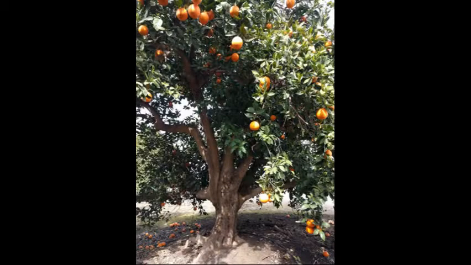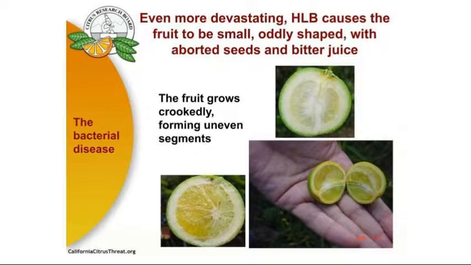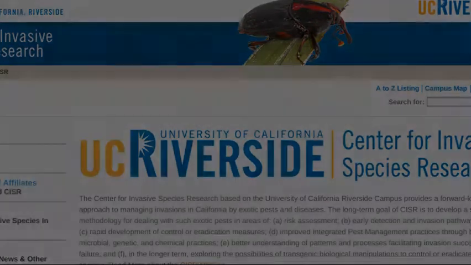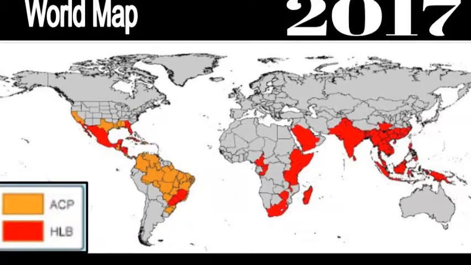If it is carrying a bacterium called Huanglongbing disease, it will infect the tree, causing it to produce bitter, misshaped, inedible fruit. The tree will die in about 5 years. As stated by the UC Riverside Center for Invasive Species Research, it is the most destructive citrus disease worldwide.